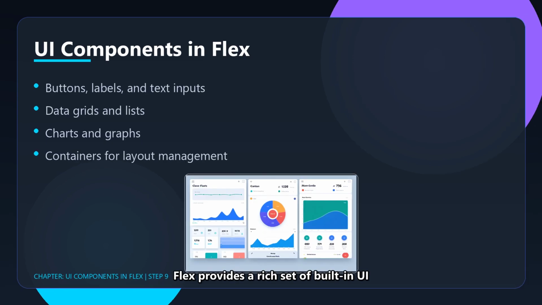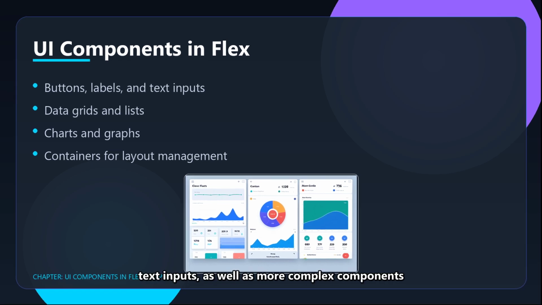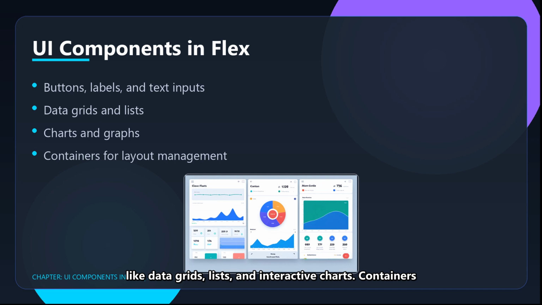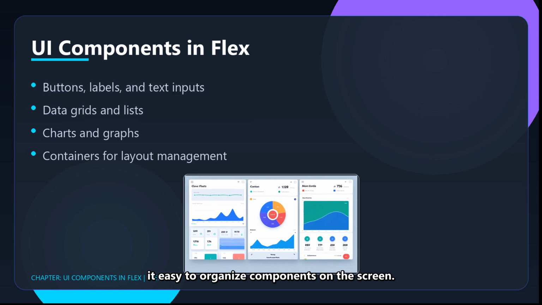Flex provides a rich set of built-in UI components. These include basic elements like buttons and text inputs, as well as more complex components like data grids, lists, and interactive charts. Containers like VBox and HBox help manage layout, making it easy to organize components on the screen.